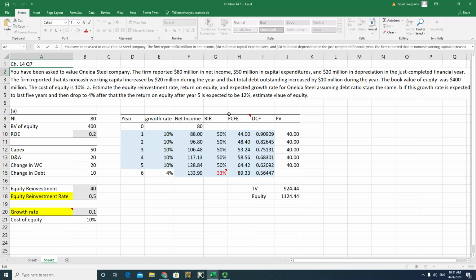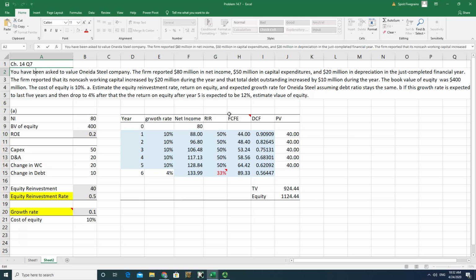In this video, I will go through the details of solving a problem in chapter 14, that is question 7. That's the restated question. You have been asked to value a company, Oneida Steel Company. The company reported $80 million in net income, $50 million in capital expenditure, and $20 million in depreciation in just the completed financial year. The firm also reported that its non-cash working capital increased by $20 million during that year, and that the total debt outstanding increased by $10 million.